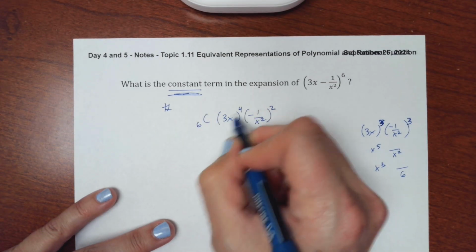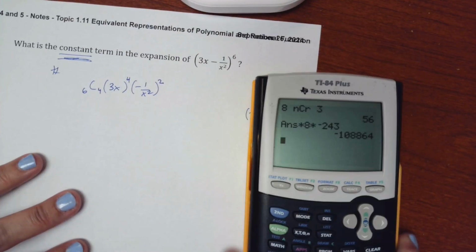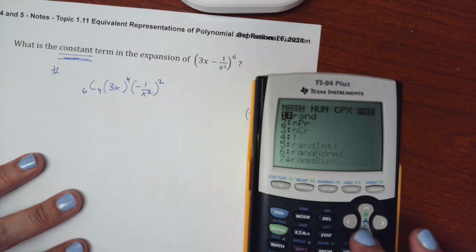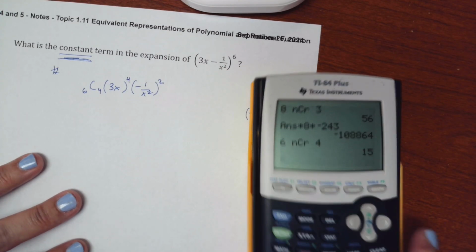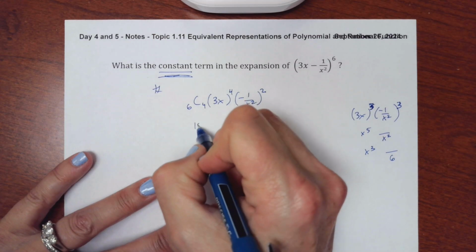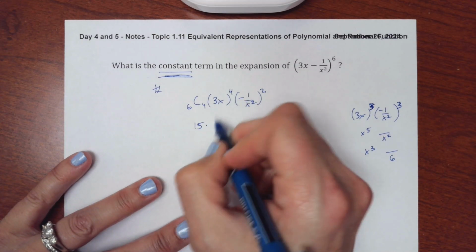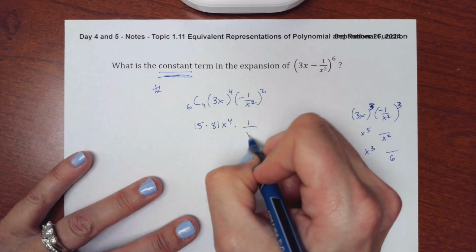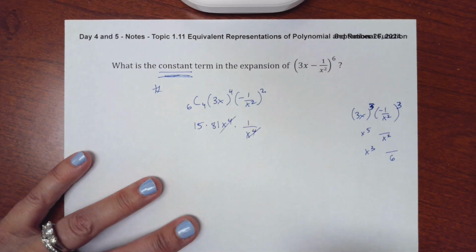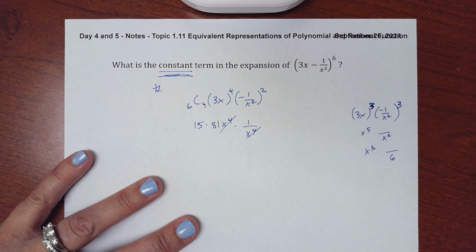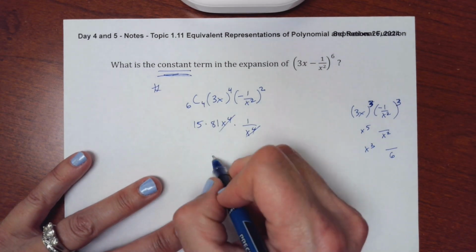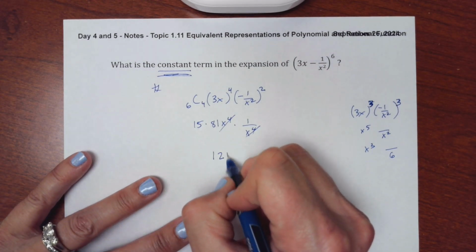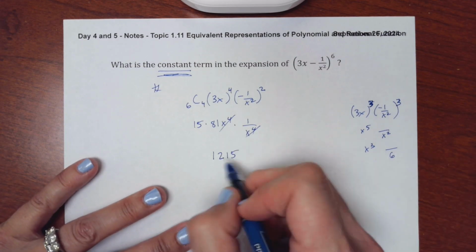All right, so let's do the front. 6 choose 4. So let's do it. 6 math choose 4 is 15. So I got 15. 3 to the 4th is 81, so x to the 4th times, this will be 1 over x to the 4th. And see, those cancel. So 15 times 81, my constant is 1,215.